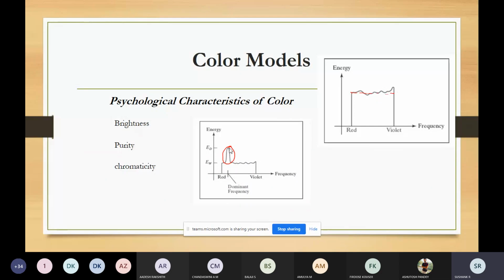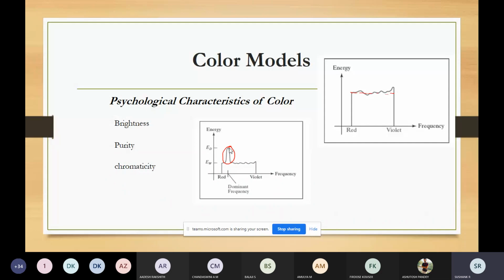Since it is closer to the red region, you might get the colors closer to red, or then the next to the red is the orange one. In the next image, since the dominating frequency is there, this will not produce the white light. So this will produce some other light.